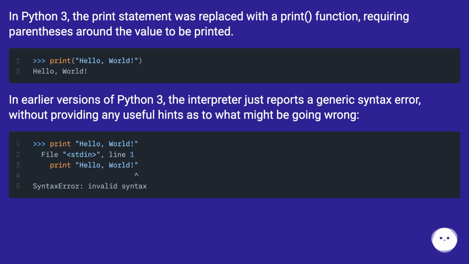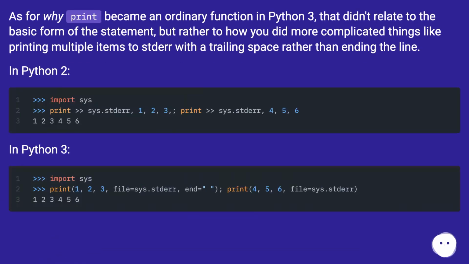In earlier versions of Python 3, the interpreter just reports a generic syntax error, without providing any useful hints as to what might be going wrong. As for why print became an ordinary function in Python 3, that didn't relate to the basic form of the statement, but rather to how you did more complicated things, like printing multiple items to stderr with a trailing space rather than ending the line. In Python 2. In Python 3.